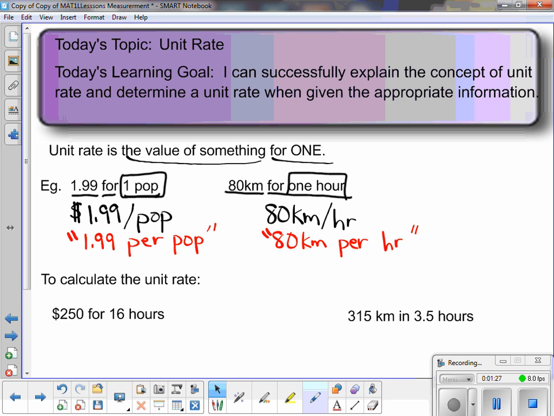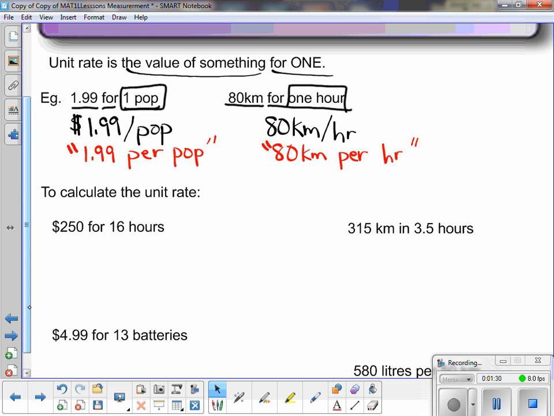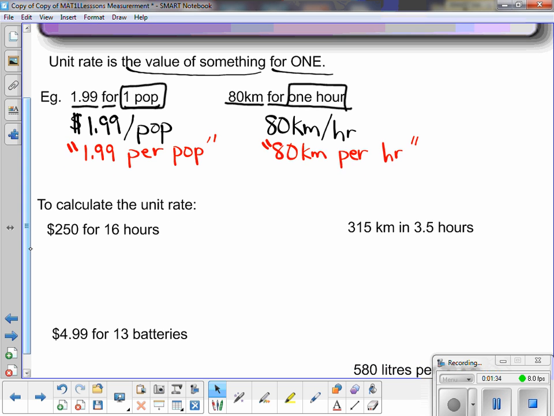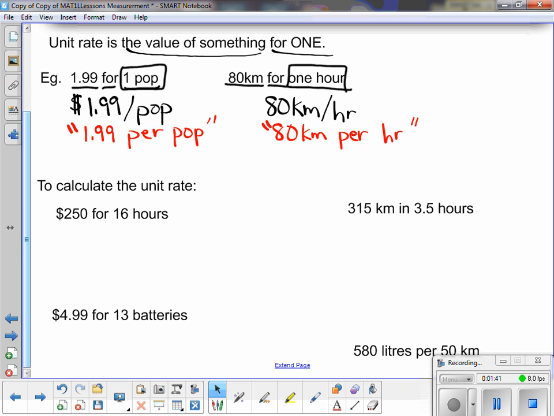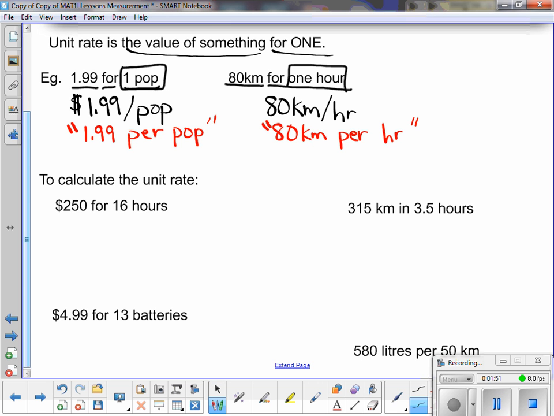So what we're going to do is we're going to calculate unit rates. Now, they don't make it really easy for us because they don't give it to us as one. We have to calculate how much would it be for one. So if I look at my first one, it says calculate the unit rate of $250 for 16 hours. So someone's paying me and I don't know how much they're actually paying me. So how would I figure out for 1 hour? Well, all I need to do is do the 250 per 16 hours.